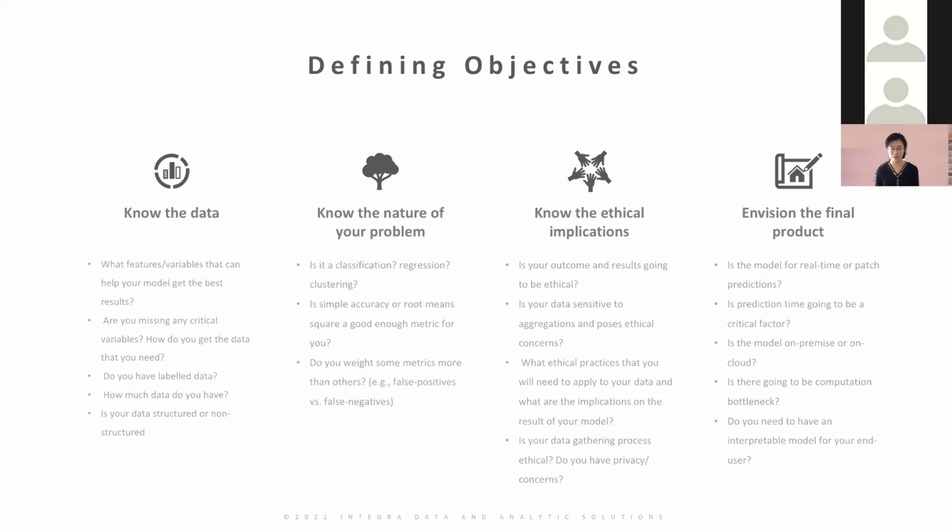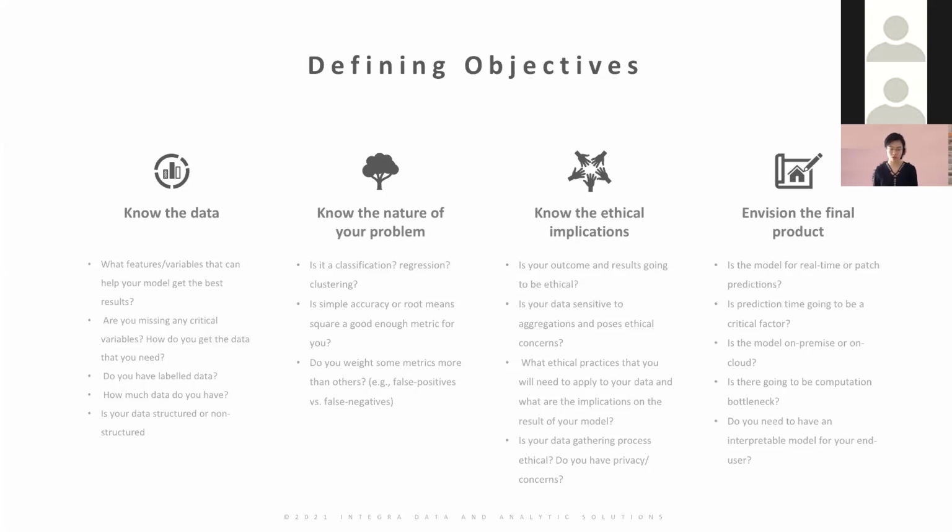This is oftentimes where the data scientists will have to communicate with the subject matter experts and get their advice in terms of what kind of feature engineering I might need to do. Am I missing anything? Do we have labeled data? How much data do you have? Is the data structured or unstructured? Knowing all of these helps you decide what type of model you want to start with.